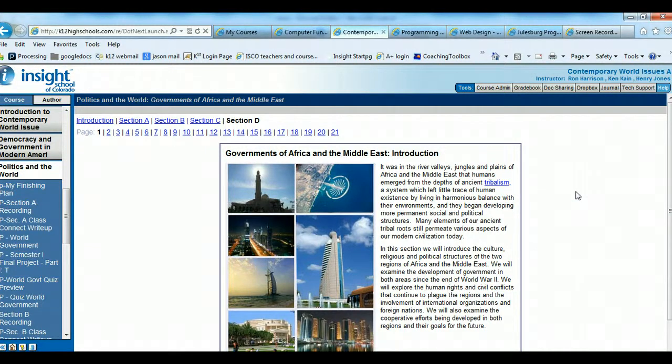Welcome to the recording for Politics and the World, Section D. And you'll see that Section D is the governments of Africa and the Middle East.